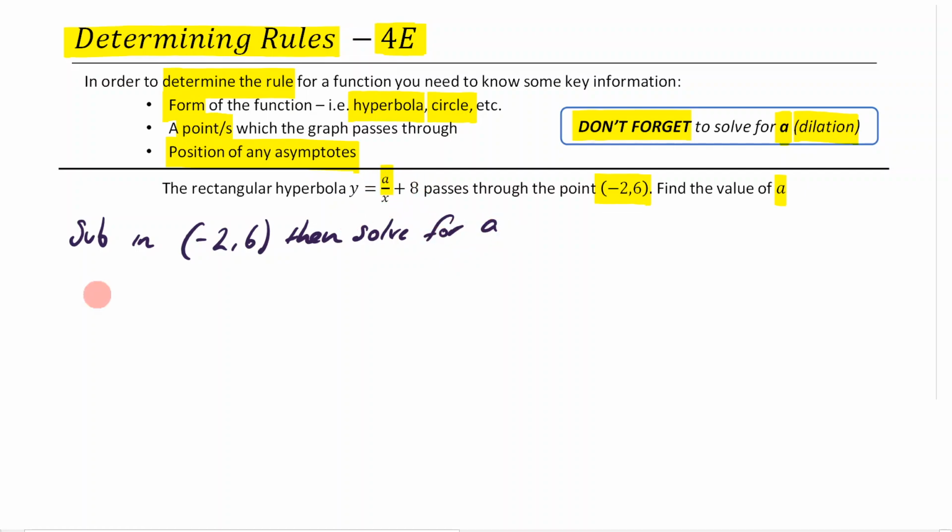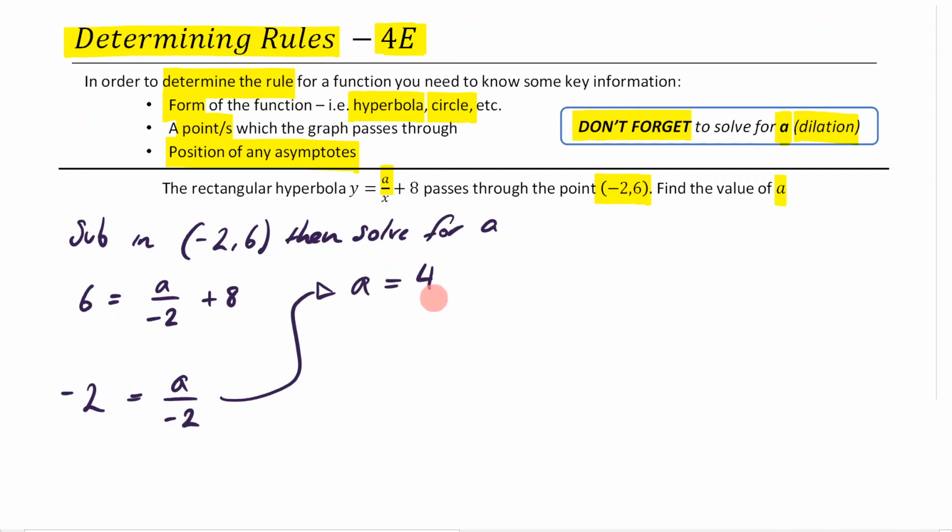So I'm going to sub it into this. So into the y spot, I'll put a 6. Into the x spot, I'll put a -2, and then I've got plus 8. And now I'm just solving it for a. So I'll minus 8 from both sides. So it's going to be 6 minus 8 is -2, is equal to a over -2. And then we'll keep on going here. The next thing that I'll do is I'll multiply both sides by -2. So I'm going to end up with a is equal to 4. Therefore, my graph is going to be y is 4 on x plus 8. And that right there is going to be my answer.